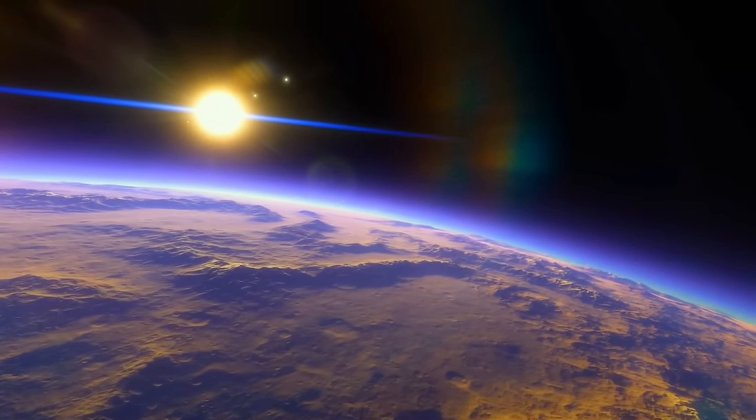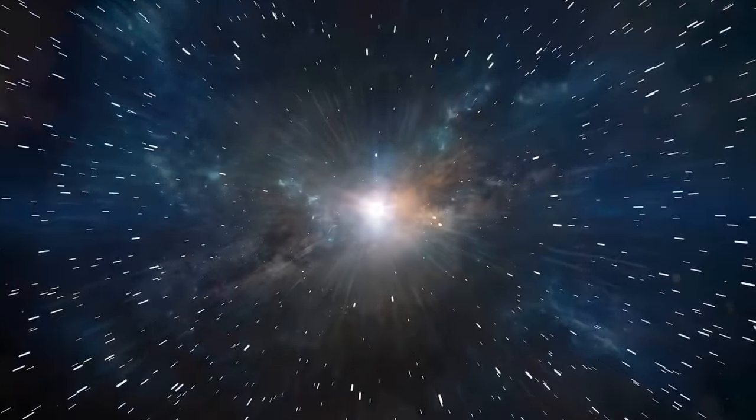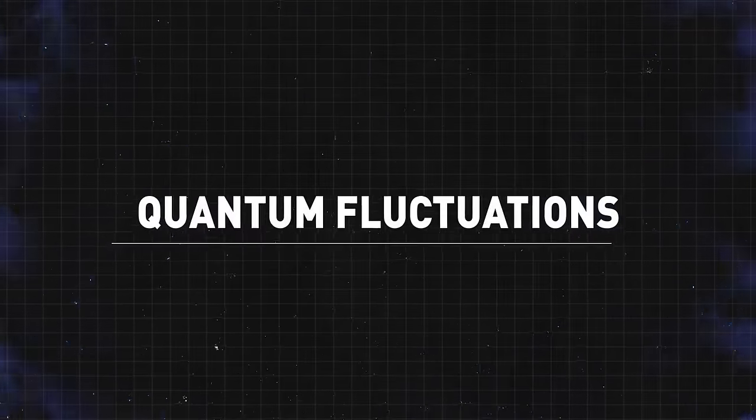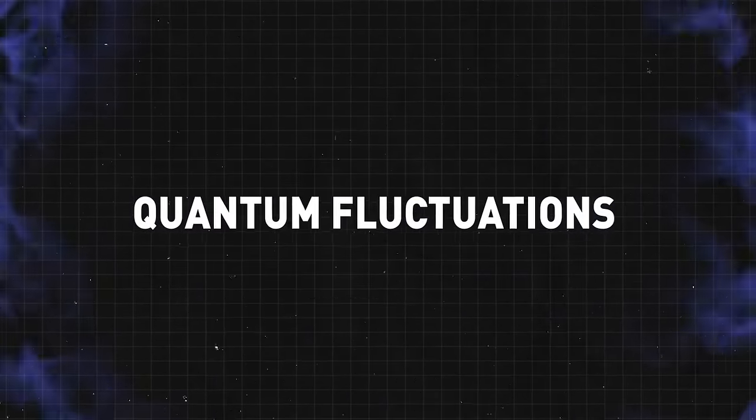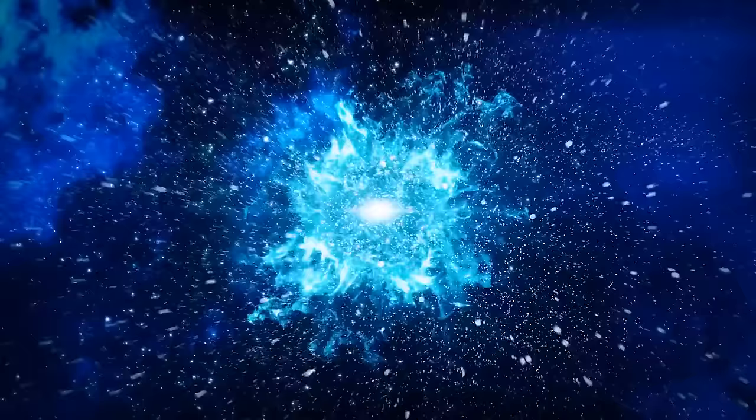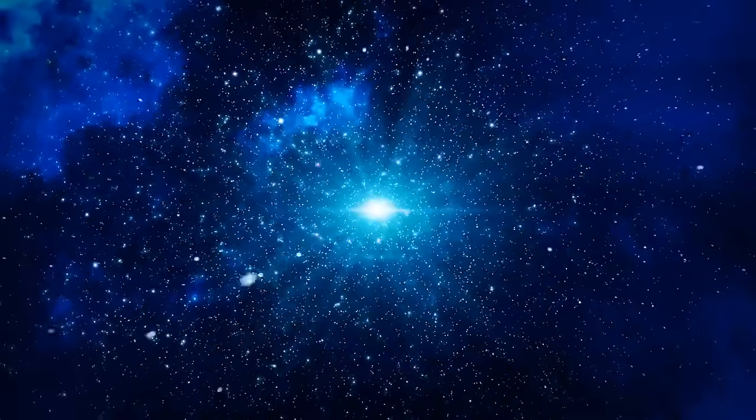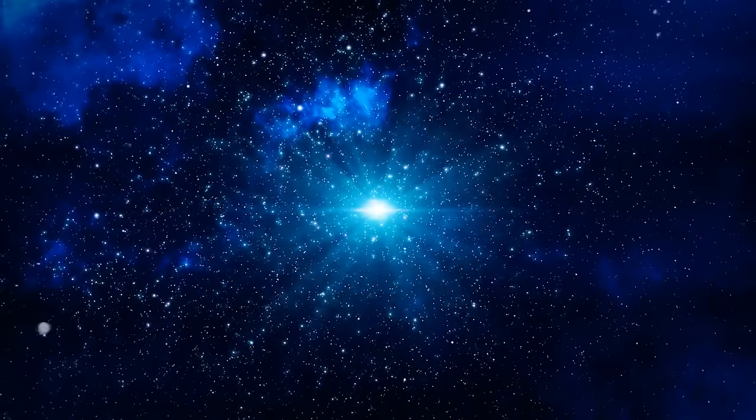Now, let's go back to the beginning, just a fraction of a second after the Big Bang. Right after the beginning of everything, the universe was a hot, compressed plasma. It only had very tiny variations in density, called quantum fluctuations. After the Big Bang, the universe began to expand. Those quantum fluctuations grew together with it, creating regions of varying matter density.